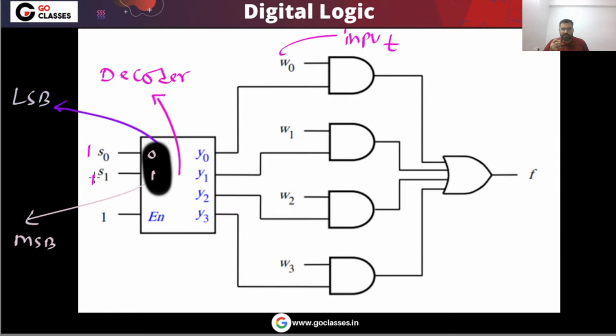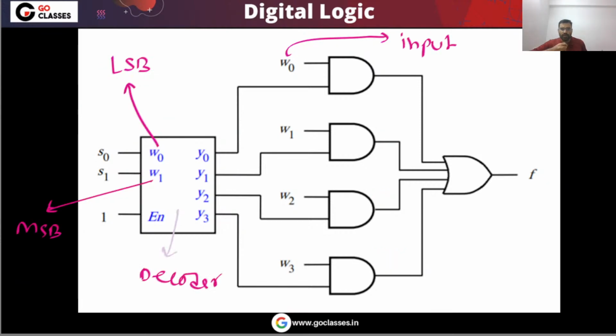And next, finally, if S1, S0 are both 1, 1, then what will happen? Then in this situation, this Y3 will become active and all others will be 0, 0, 0. Remember, this is a decoder. We have already seen in the decoder that when this input is 1, 1, then the output Y3 will become active, and the others will be 0. So you can notice this will be 0, this will be 0, this will be 0, this will be W3. So F will be equal to W3.